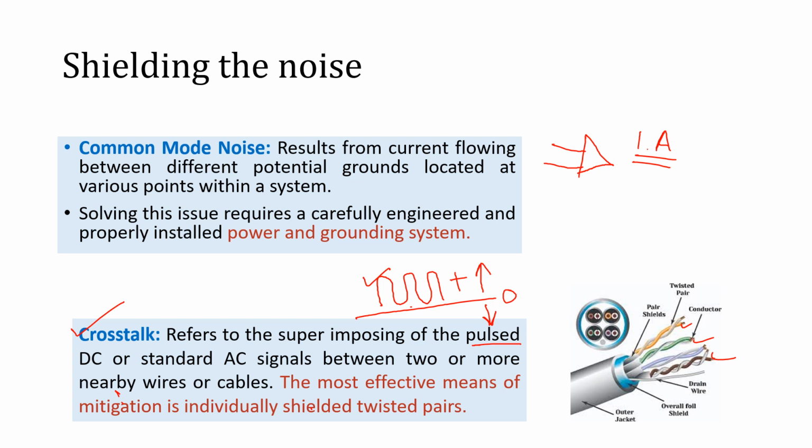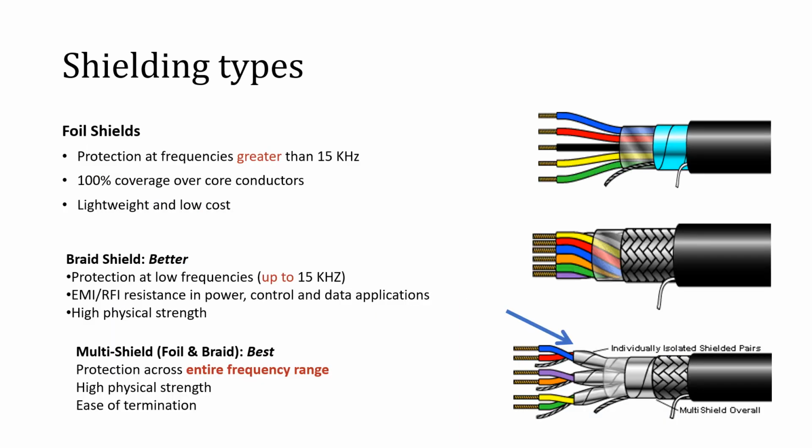In that case, we can use individually shielded twisted pairs. We have one pair here and a second pair here, and we have individual shields on each, so I can shield this one and this one individually. That is the advantage of individual shields: they can remove all types of noise that we come across through signal transmission. So these are the different shielding types we have discussed.